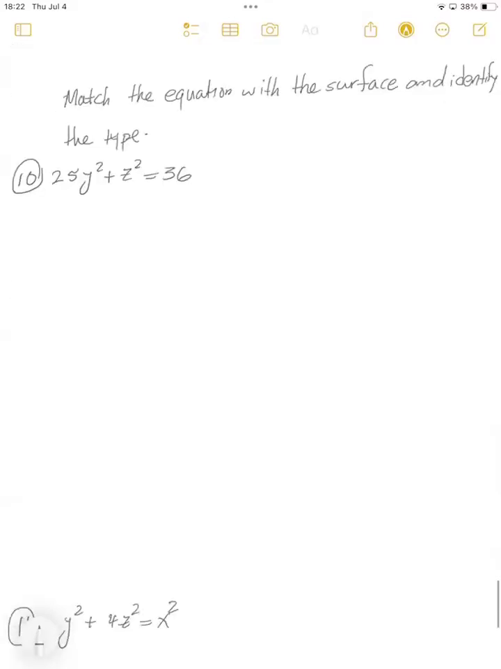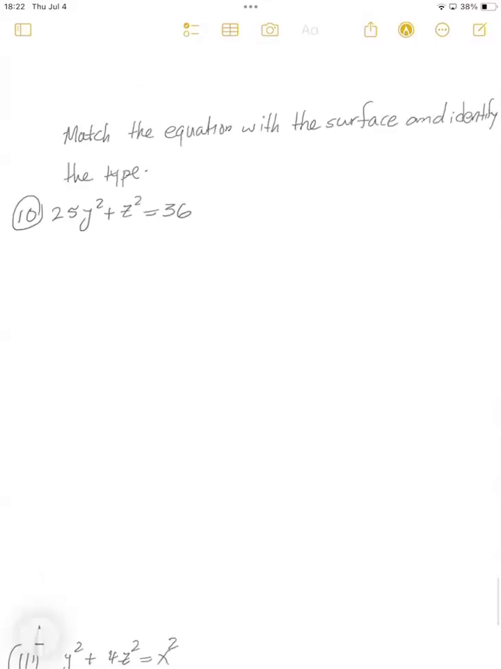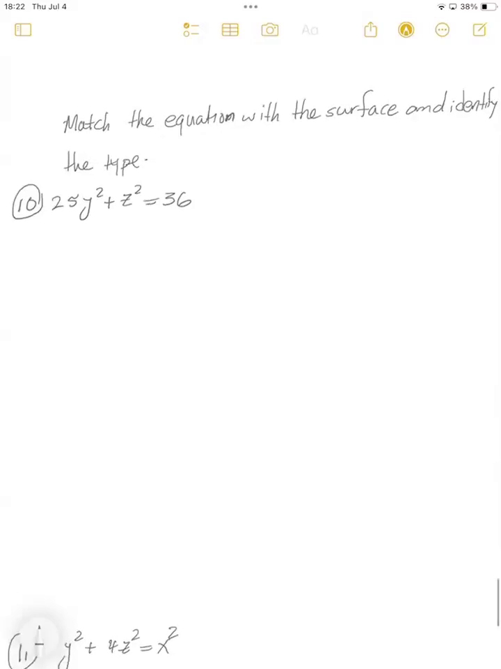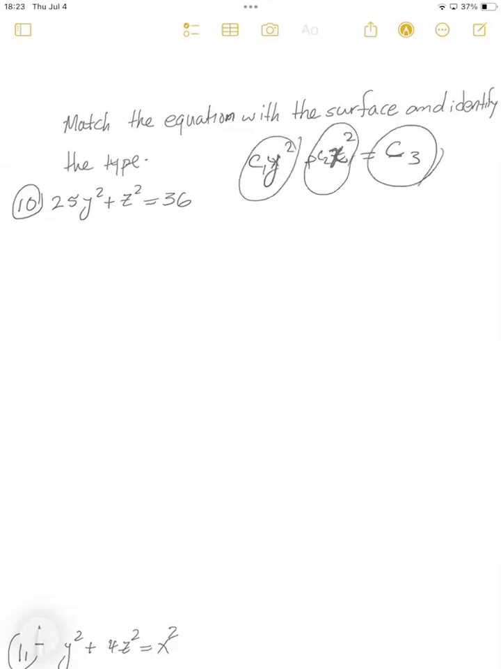Questions number 10 and 11, the last two questions, say match the equation with the surface and identify the type. When you have x to the power 2, z to the power 2, with some constants c1 and c2 equal to some number, let's say c3, or y to the power 2, z to the power 2, or y to the power 2, x to the power 2, any of these combinations, where you have only two terms and both are being squared and equal to a constant, you are going to have a cylinder.